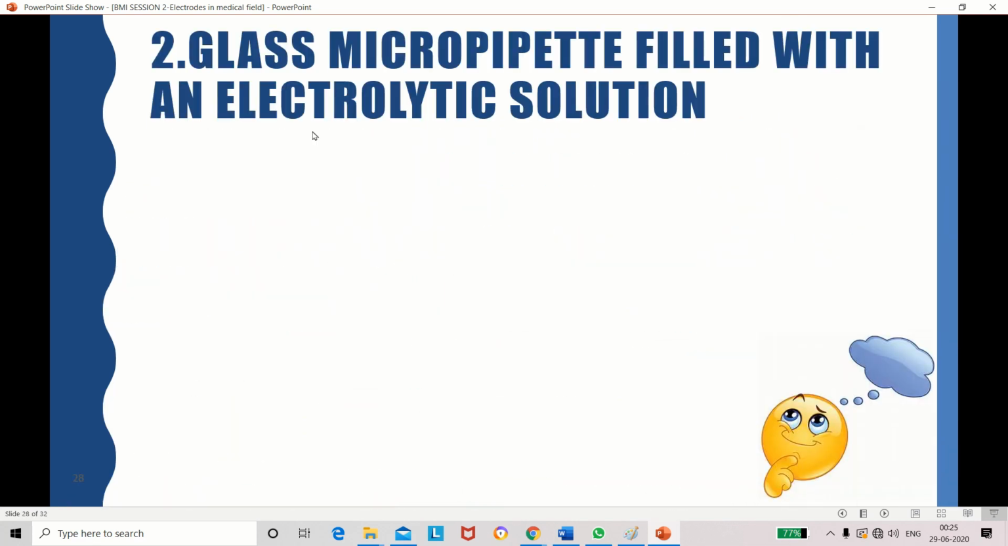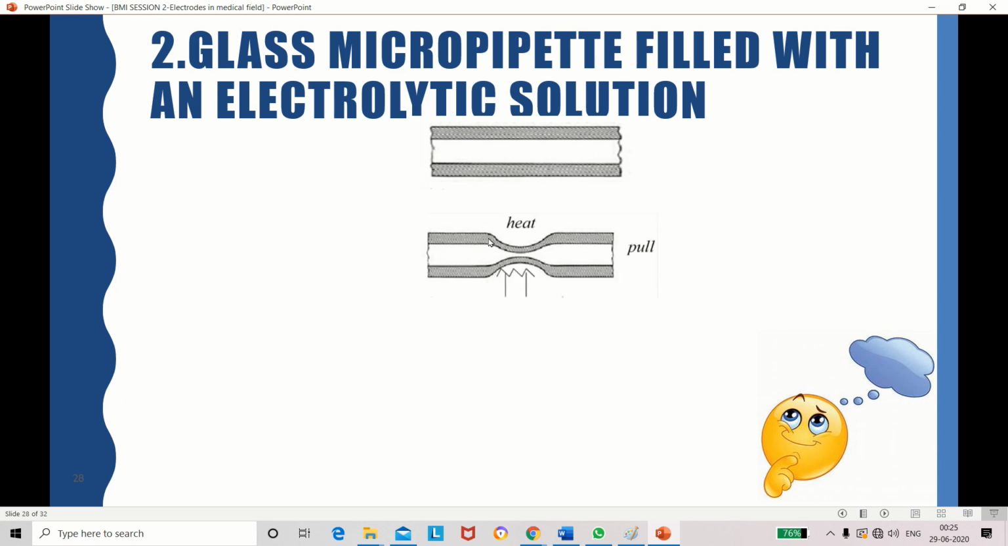Now the second type of microelectrode is the micropipette electrode. This micropipette electrode is made of glass, and it is also filled with some electrolytic solution. See this? This is the glass tube. First we are going to heat this glass tube till it reaches some constriction. We have to heat. After that we have to pull this.